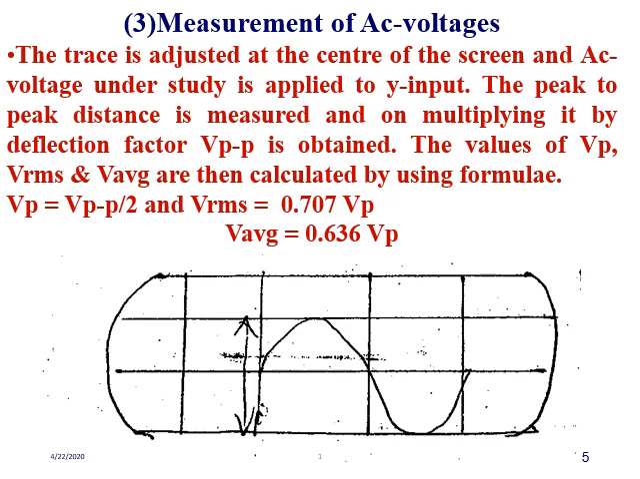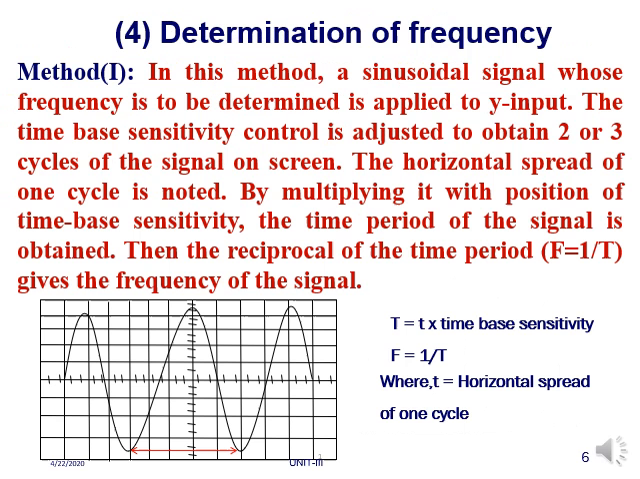So first we will calculate peak to peak voltage by multiplying the peak to peak distance with the deflection factor. The value of peak voltage can be obtained by this formula, Vp is equal to Vpp upon 2, and Vrms and V average can be calculated using these formulas. Vrms is equal to 0.707 into Vp and V average is equal to 0.636 into Vp. Then we will discuss the next application.